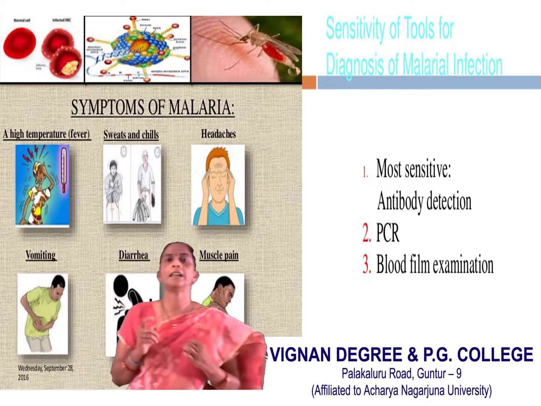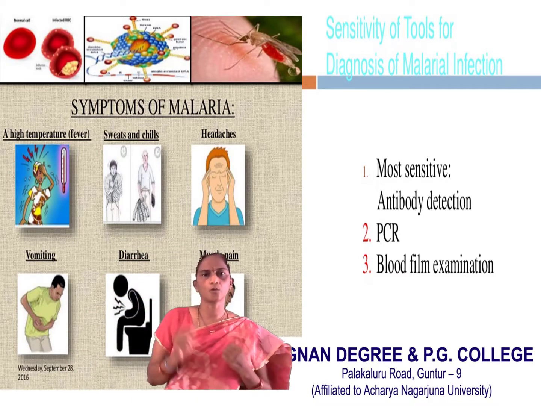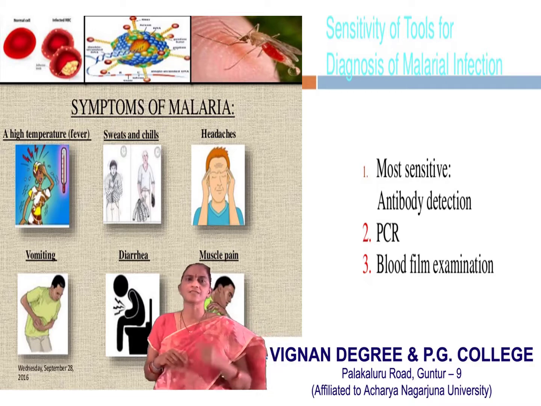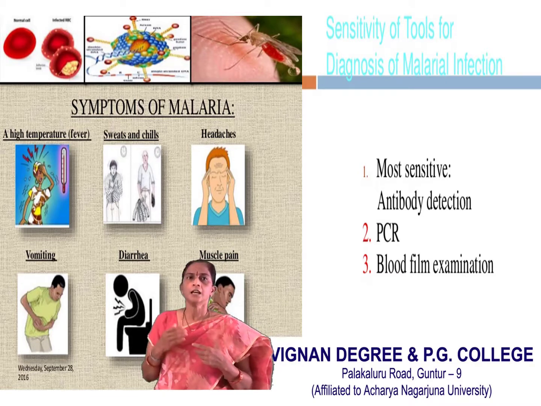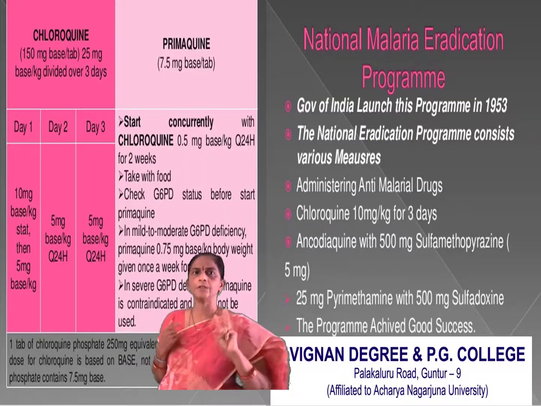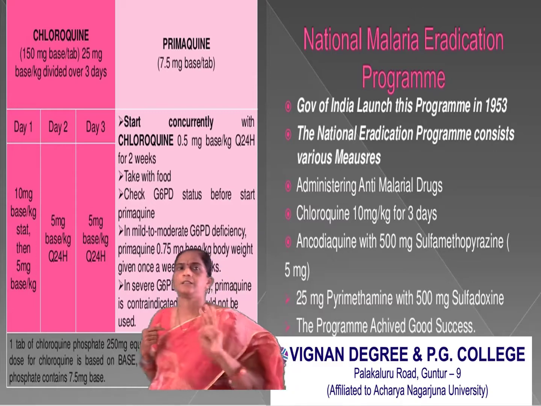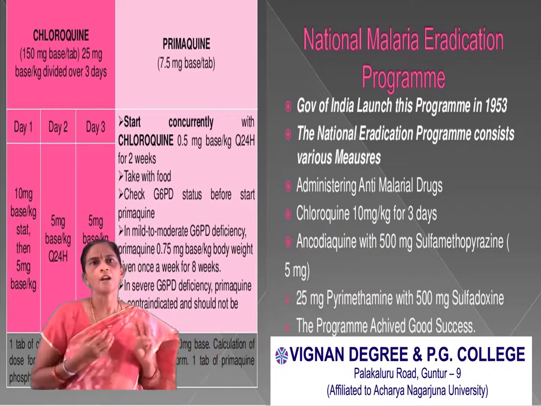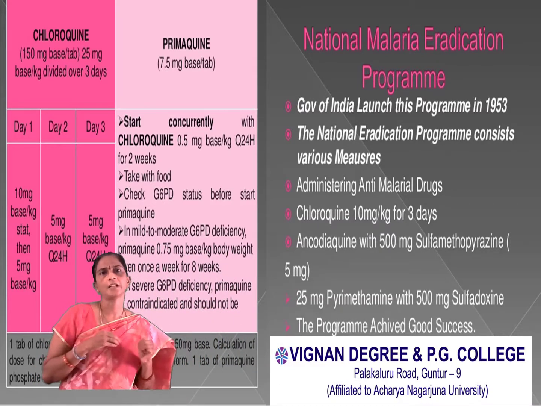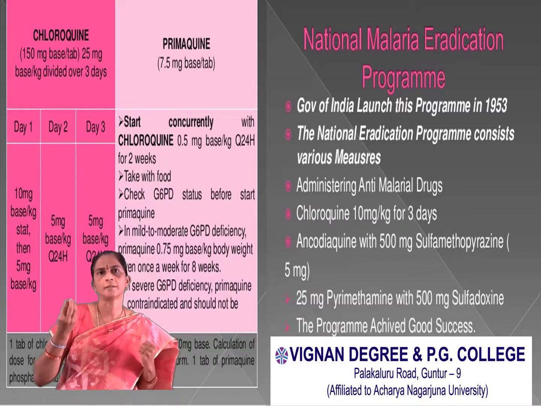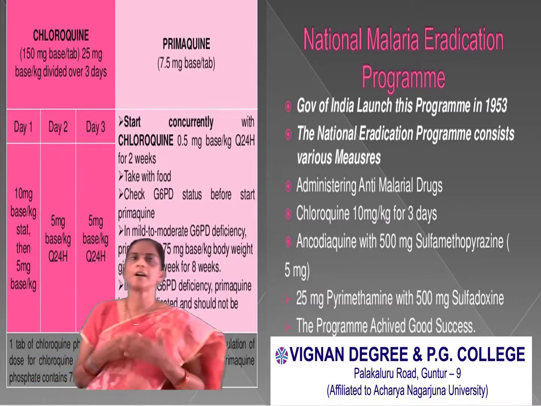The treatment of malaria is mainly chloroquine. Chloroquine is the drug which can be used for the treatment of malaria. This can be given in 3 doses. The 3 doses can be taken after the meal. After the meal, you can take the dose of chloroquine and primaquine.